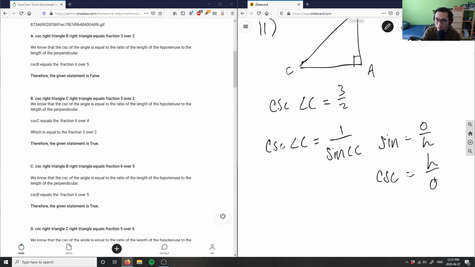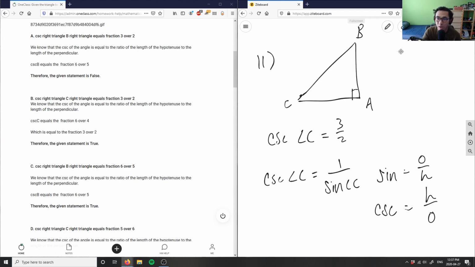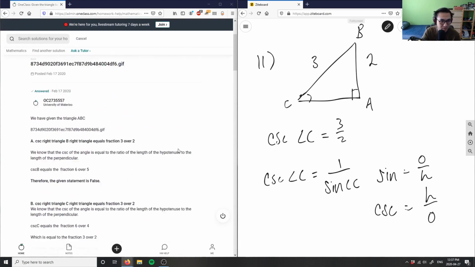So if it's the hypotenuse over the opposite, and we know this statement is true, this is 3 over 2. So 3 would be our hypotenuse in this case, and the opposite would be 2, because this is angle C here. This would give us some sort of triangle. Then we can use the Pythagorean theorem to figure out what the side length here is as well.